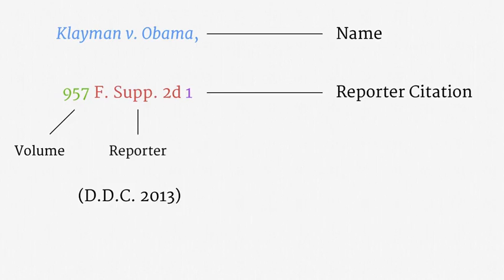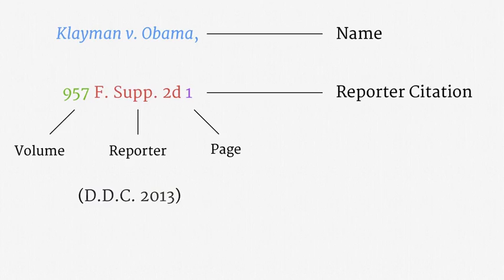The second part, F sub 2nd, tells us which case reporter series the opinion was published in. F sub 2nd is just an abbreviation for the Federal Supplement 2nd Series, a case reporter that consists mostly of district court opinions. The last part of the reporter citation, 1, is simply the page that the opinion begins on. That's it for reporter citations.